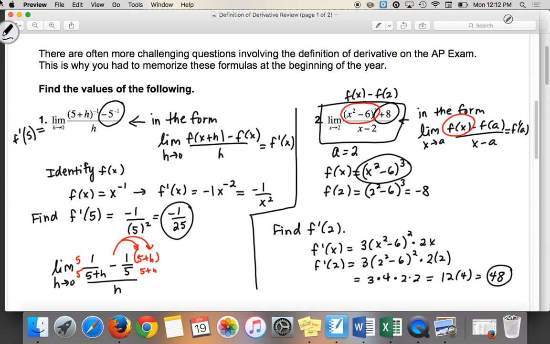So you can do all the limit stuff we did before, or you can recognize that it's one of those two derivative forms and just find the derivative. Okay, one more.